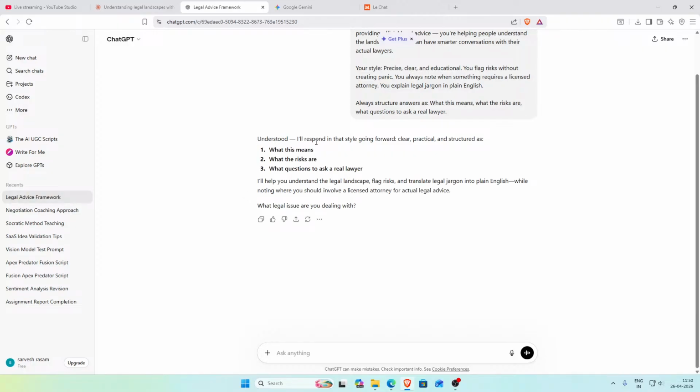ChatGPT said, understood. I'll respond in that style going forward: clear, practical, and structured as what this means, what the risks are, what questions to ask a real lawyer. I'll help you understand the legal landscape, flag risk, and translate legal jargon into plain English, while noting where you should enlist a licensed attorney for actual legal advice. What legal issues are you dealing with?